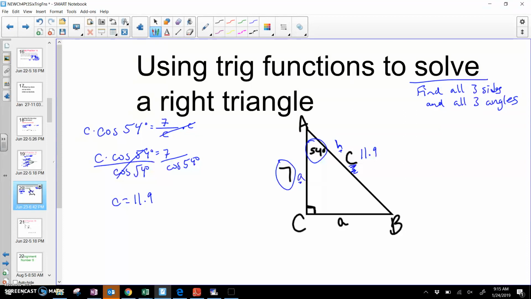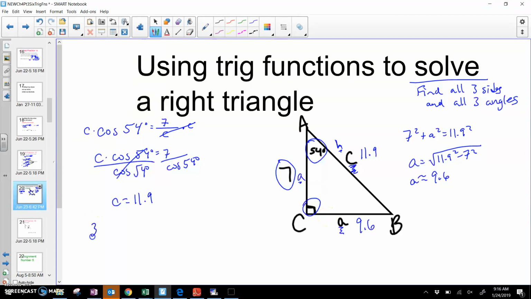Okay, so now we go back to what we've been doing over and over, finding a missing side knowing 2 sides. We're going to use the Pythagorean theorem, which means I'm going to do 7 squared plus a squared equals 11.9 squared. So I'm going to get a equals the square root of 11.9 squared minus 7 squared. And when I type that into my calculator, I got that a is about 9. So now I know all 3 sides. I know 2 of the 3 angles, one of which is always 90 degrees.